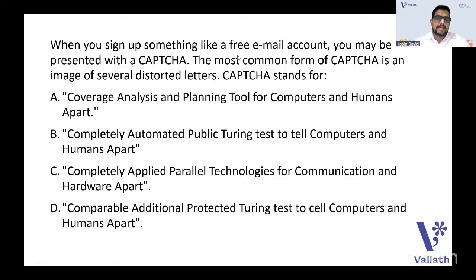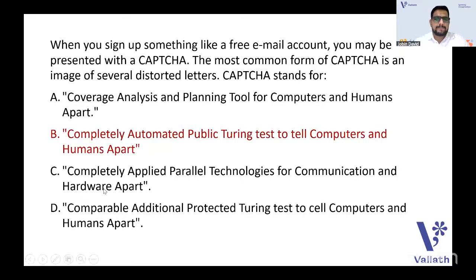So in ICT, you can expect full forms and abbreviations. That's very popular now in questions in TNET and also in other eligibility test exams. They ask the full forms. Is it coverage analysis or completely automated? You can just read the question and then you will get the answer. Very easy. So read the answer options. What does CAPTCHA stand for? Yeah, your answers are correct, guys.